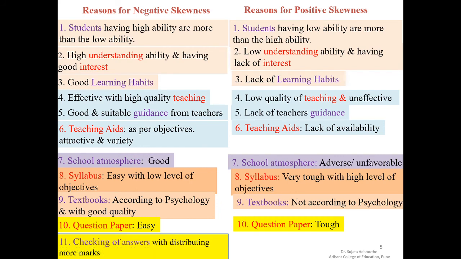The next reason may be the checking of answers with the distribution of more marks. That means if the examiner is loose-handed and has given very good marks in the paper, then automatically negative skewness will come. And the last reason for positive skewness is strict checking of the answers. If the examiner is tight-handed, then the students will get very few marks and we will observe positive skewness there. So the last two reasons are related to evaluation, right?